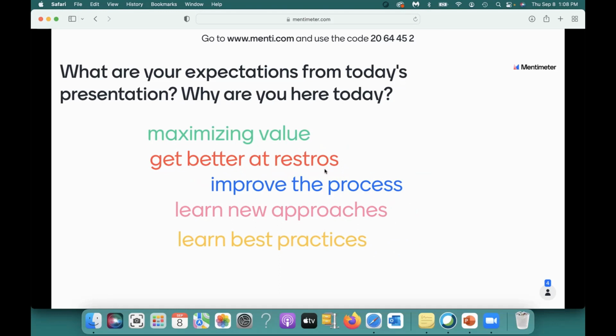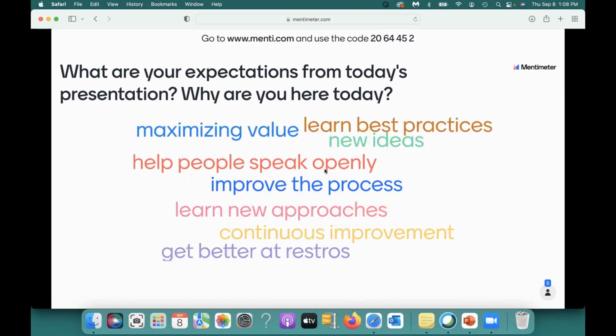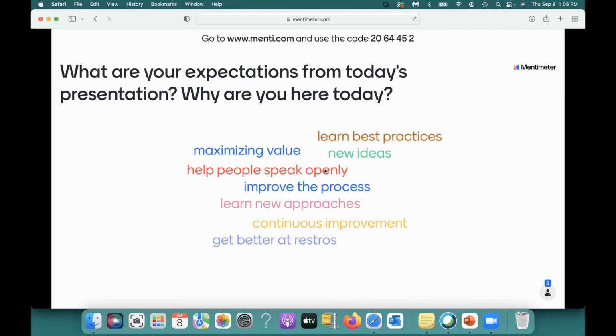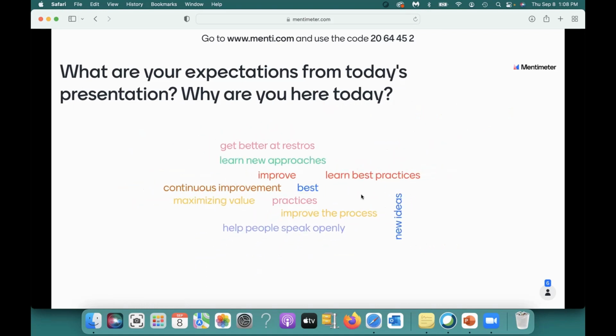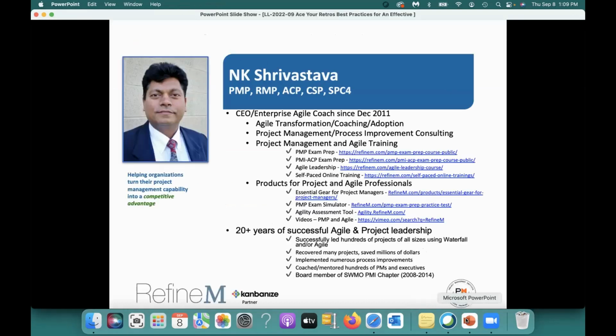Maximizing value, very good. Learn new approaches, best practices, process, new ideas. Get better at retros. Yep, that's absolutely right, that you would like to get better at retros. Okay, somebody just said best practices or something like that. All right. Let me go back and let's keep moving forward.